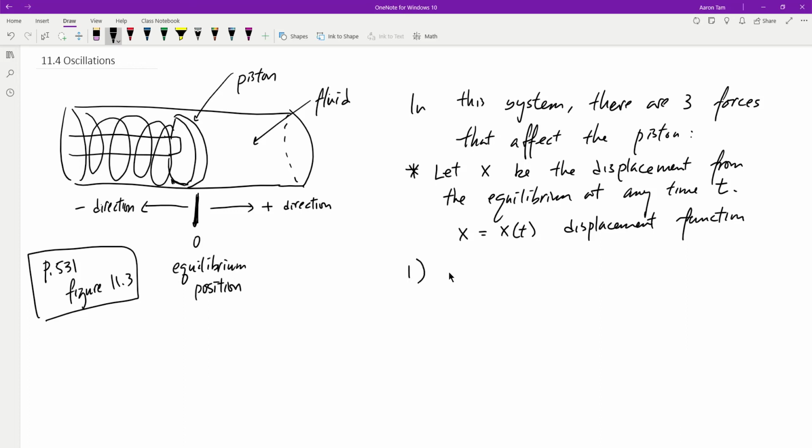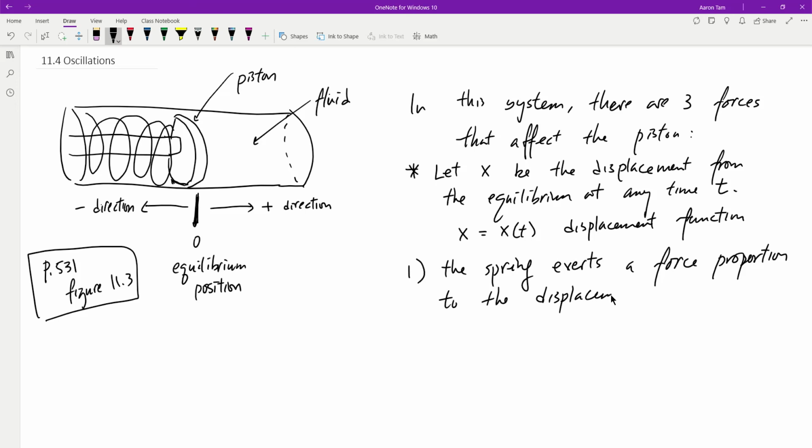So the first one is the following. The spring actually exerts a force proportional to the displacement. And that's basically what you probably remember learning in physics called Hooke's law. So what does Hooke's law state?